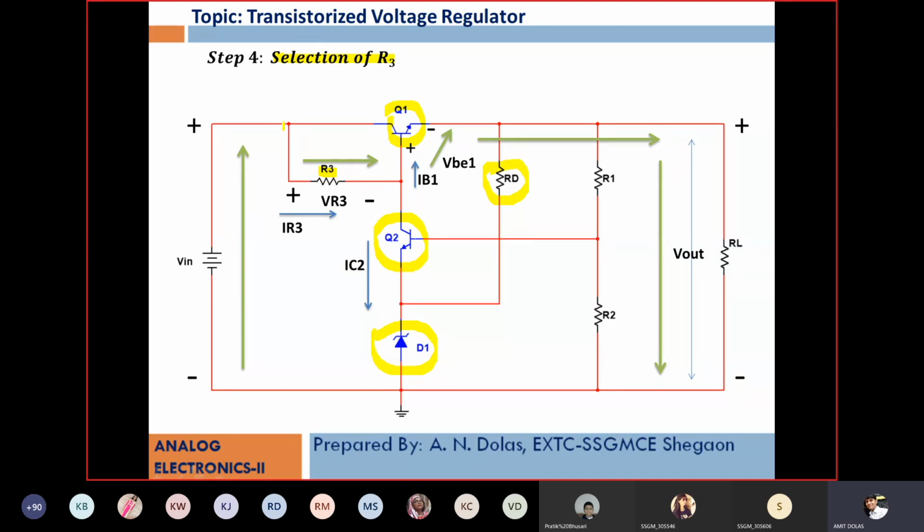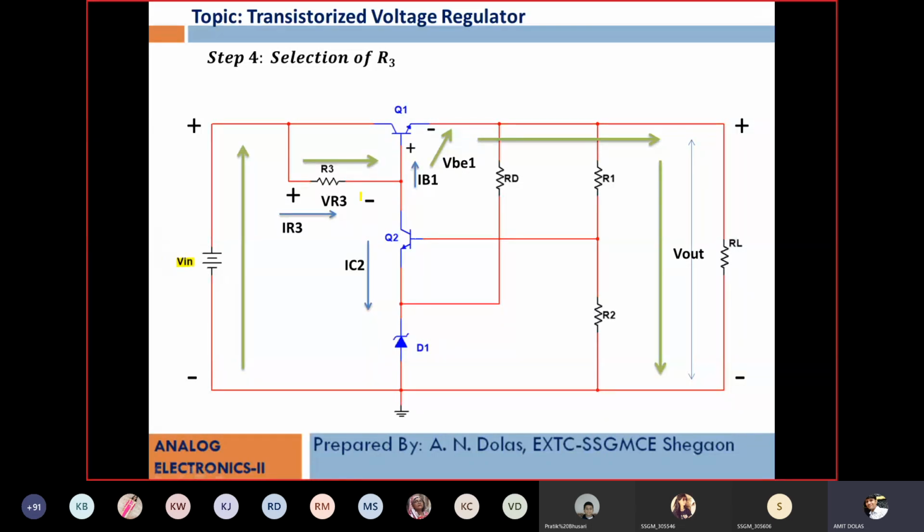Let's see the two ends of R3. The left hand side end is connected to V in. So while applying KVL, V in will be in the picture. The other end of R3 is towards the output side. So output and VBE will be in the picture. So here there will be 4 drops. I'll erase this ink and then I will discuss this. So there will be a total of 4 drops.